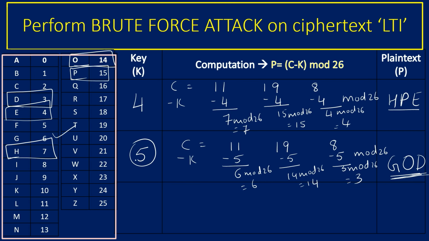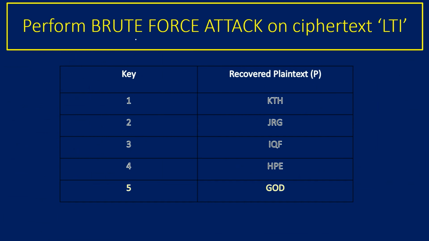If he would not have recovered the correct word, he would have gone ahead to check key K equal to 6, 7, 8, 9 and so on till key 25. So brute force attack is an attack where the attacker tries to attack the ciphertext LTI using the decryption algorithm, that is P equals C minus K mod 26.